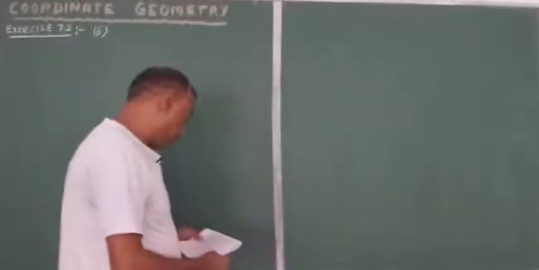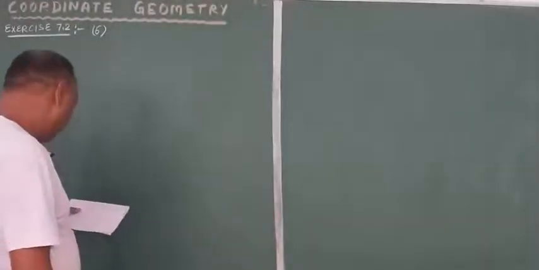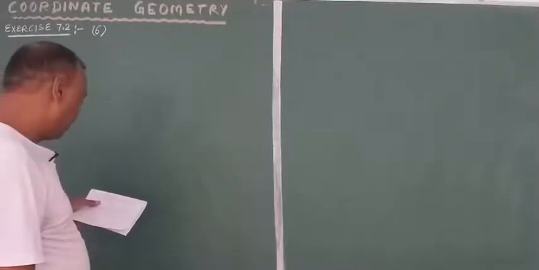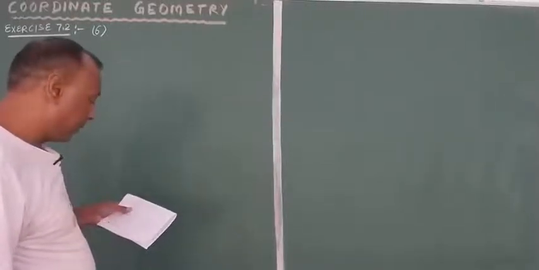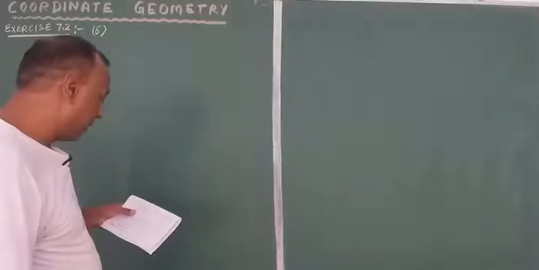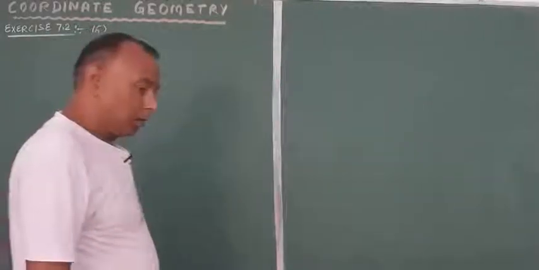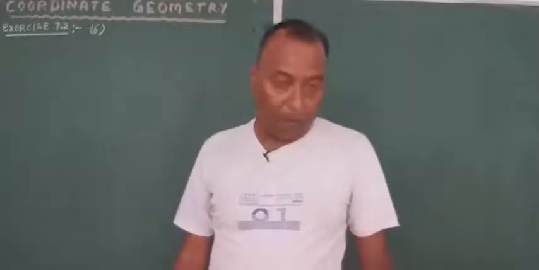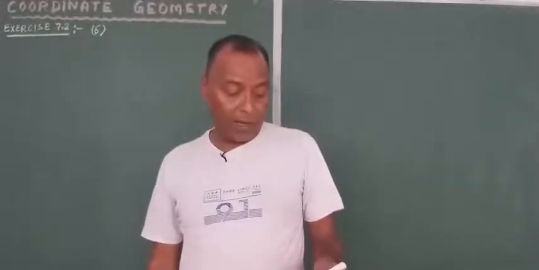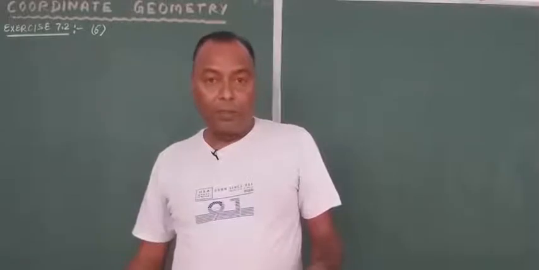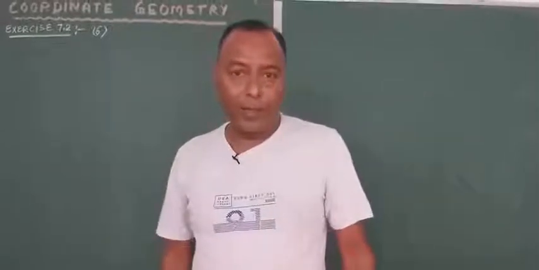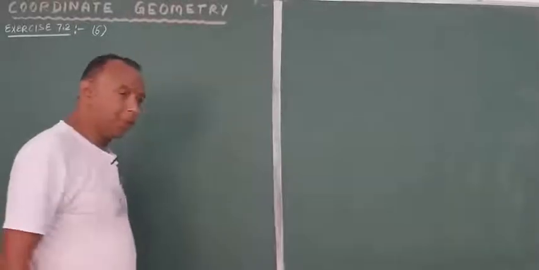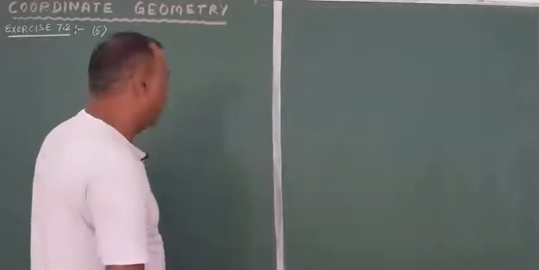Question: if (1, 2), (4, y), (x, 6) and (3, 5) are the vertices of a parallelogram taken in order, find x and y. कुछ कोऑर्डिनेट्स गिवन है आपको (1, 2), (4, y), (x, 6) एंड (3, 5). ये किसी पैरेललोग्राम के वर्टेक्स हैं जिनको कि ऑर्डर में लिया गया है. ठीक है, तो यू हैव टू फाइंड द वैल्यू ऑफ x एंड y.